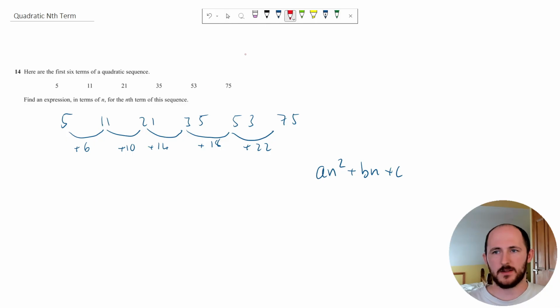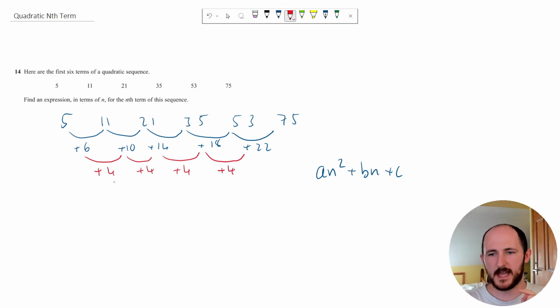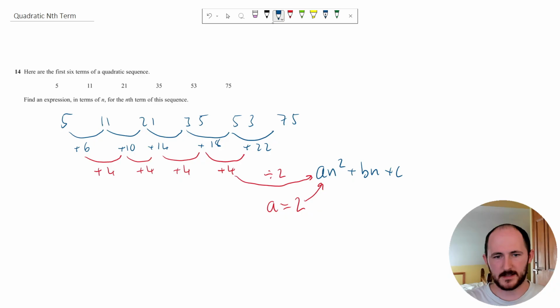Now, the next thing you're going to do is find the second difference. So you're going to work out what the difference is going up by each time. Here's the only bit you need to remember from this whole method: a is always half of that second difference, all the time. So if it was -6, half of it is -3, whatever. We're going to go through some more examples anyway. So a is always going to equal 2 in this case, half of that common difference. That means we now know our equation looks like 2n squared plus bn plus c. But how do we find b and c?